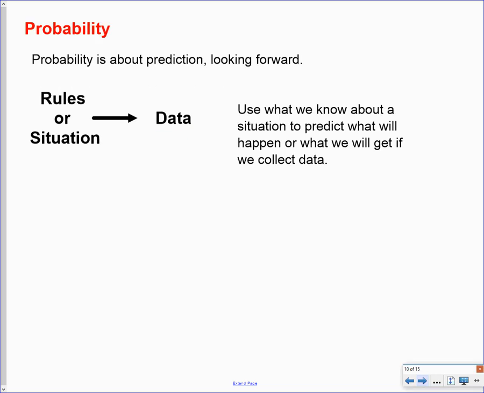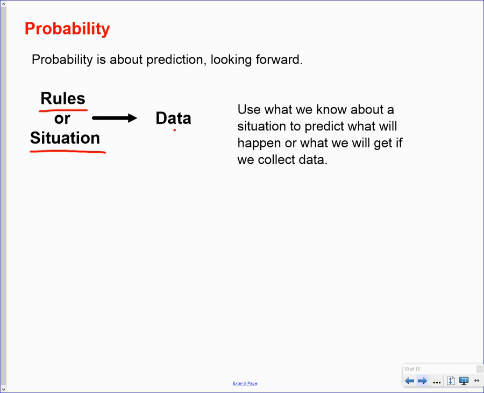Probability is sort of the opposite. It's about predicting. It's about looking forward. So in probability, we have a lot of knowledge about a certain situation, or we have a set of rules that we believe the situation is followed. We want to predict what we would find if we were to actually make our observations. What data would we be likely to get if we were to observe a system that obeys these rules?